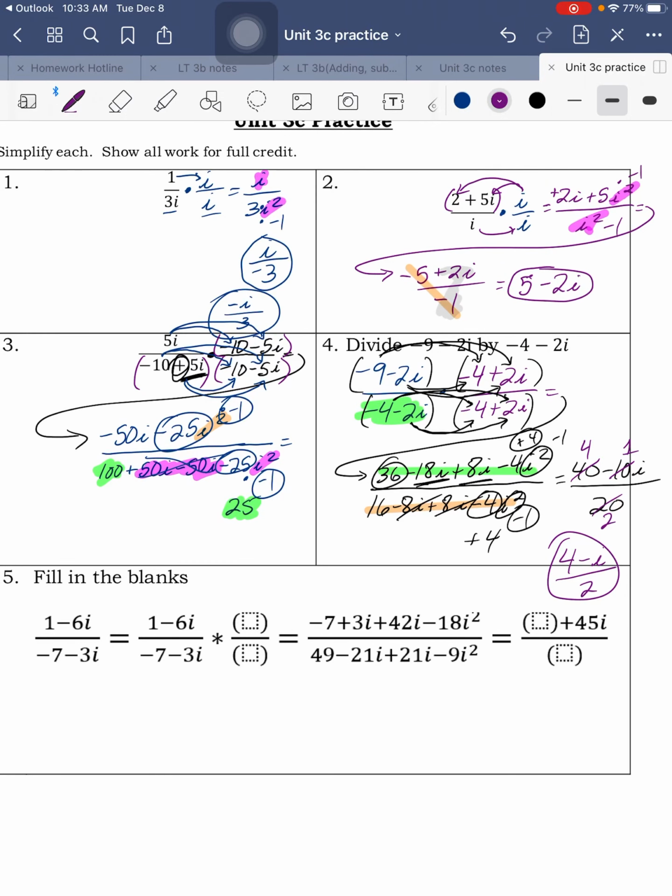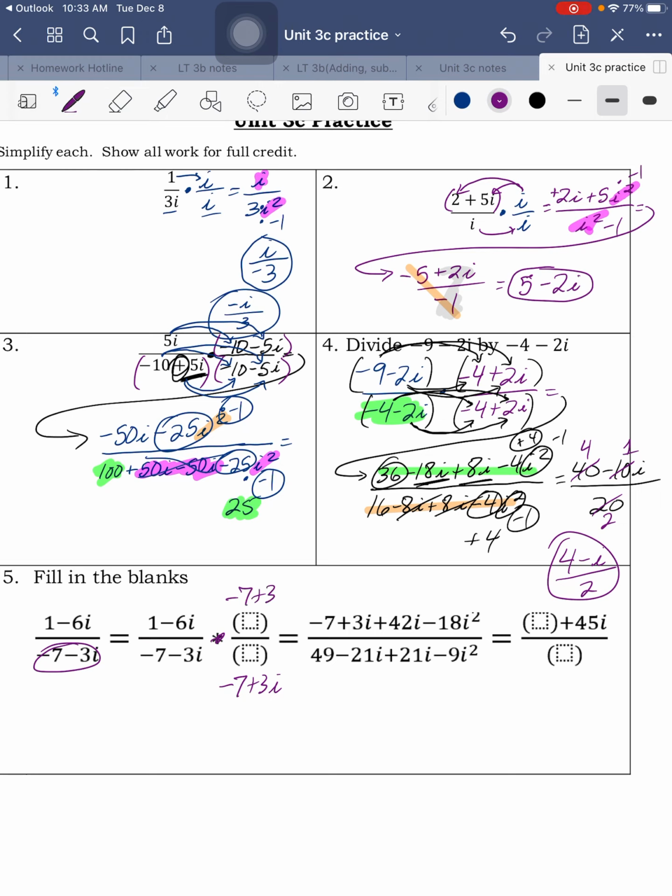And the last one, fill in the blanks. These are not meant to be super challenging. Just need to see some of these problems, so then you can know how to approach them on a test. Look at your denominator. Denominator is a binomial. So what do we have to do? We have to multiply by the conjugate, negative 7 plus 3i.